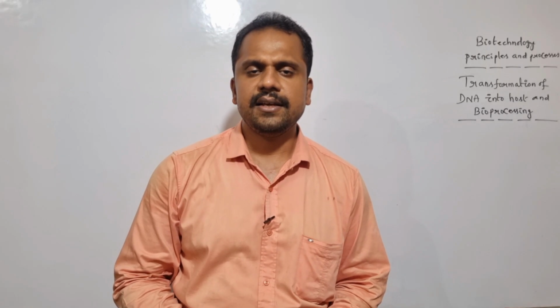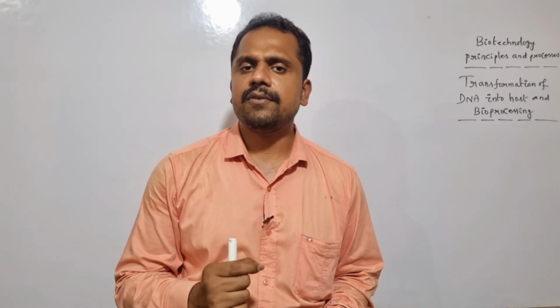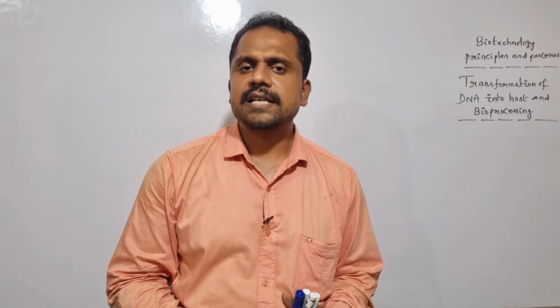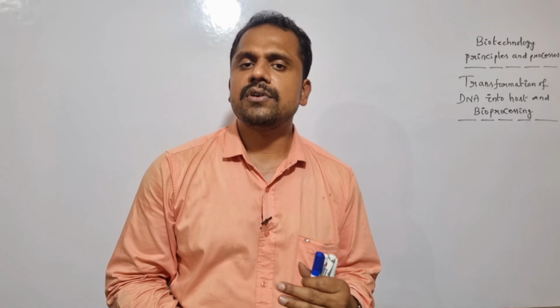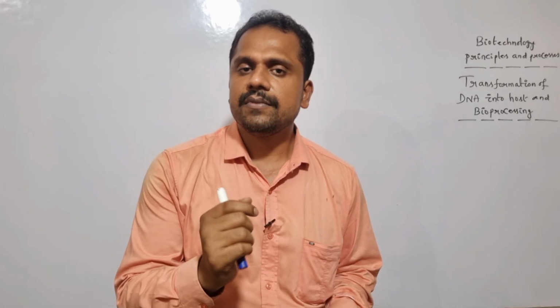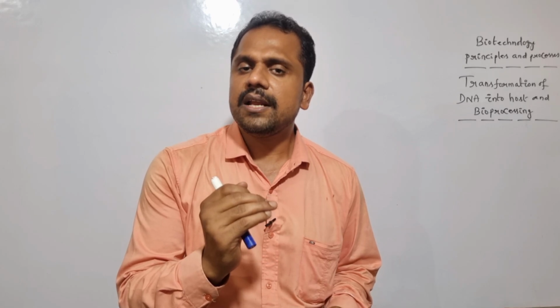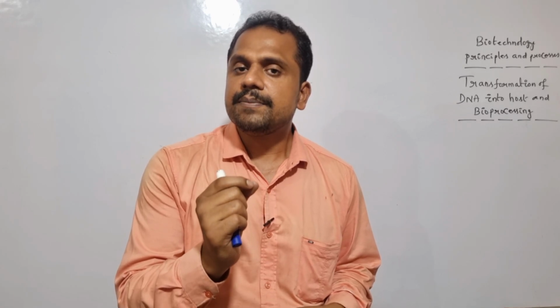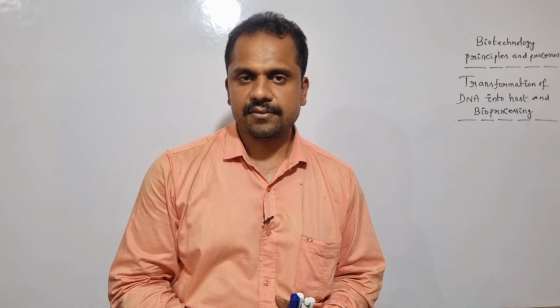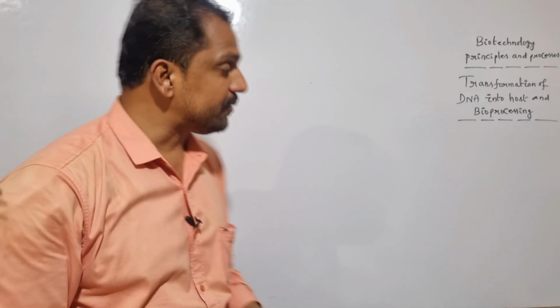So in this lecture session we will be studying regarding transformation of DNA into host and bioprocessing in detail. Here there are several methods in order to transfer the foreign DNA into the specific host organisms like E. coli. But prior to the successful transformation of DNA into the specific host organism like E. coli, the E. coli should remain in competent form. When the E. coli remains in competent form, it is capable to intake the foreign DNA from the external source. Is it clear? So let me write it on the board.